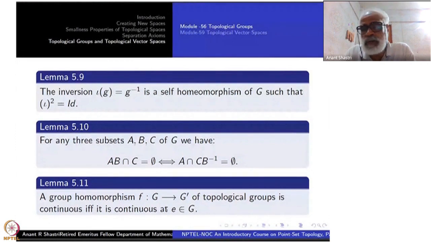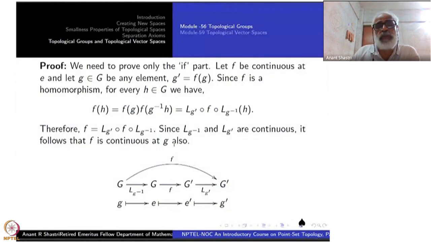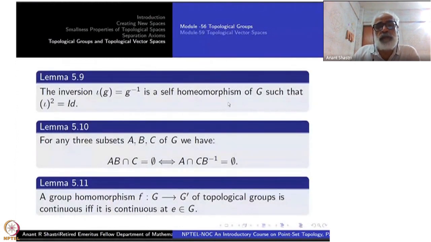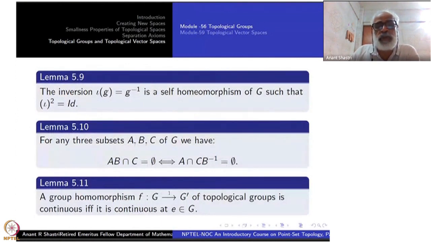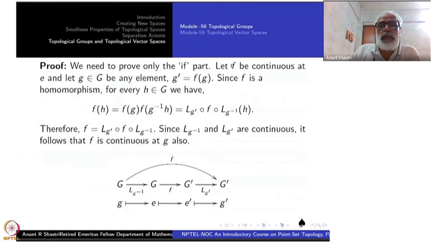Okay, so you must have learned it elsewhere, but let me sum it up here because of the importance of this result. We need to prove only the if part, because what you know is that if it's continuous, it will be continuous at G also. Just continuity at a single point makes it continuous everywhere. That is the part which you have to show. Let F be continuous at E and G be some other element. Let us look at the image of that, namely G prime equal to FG.